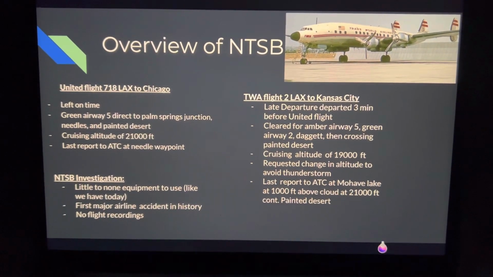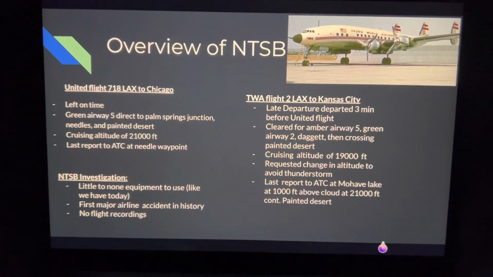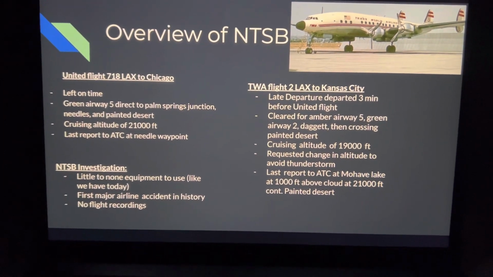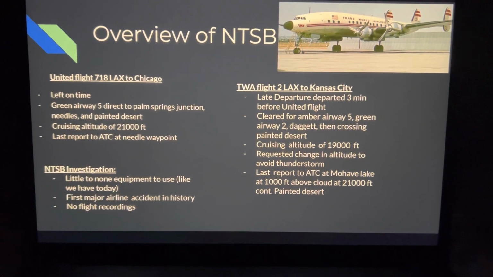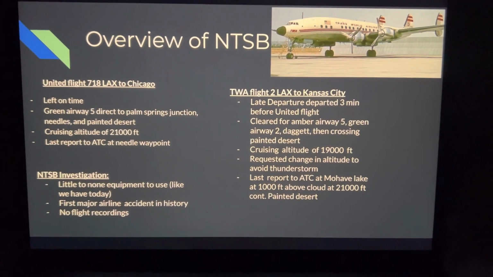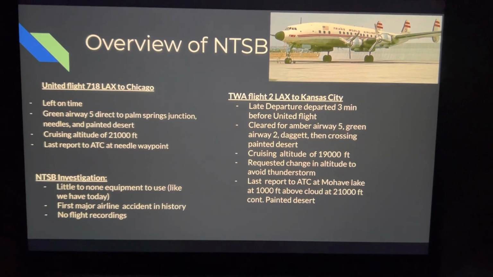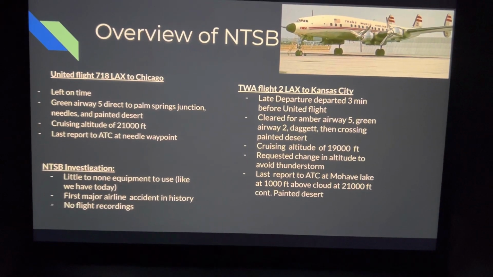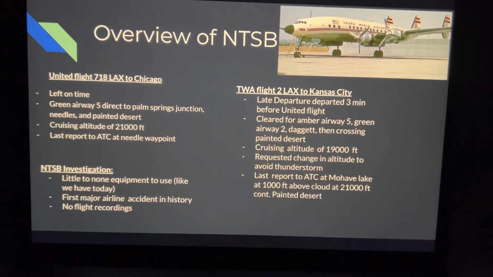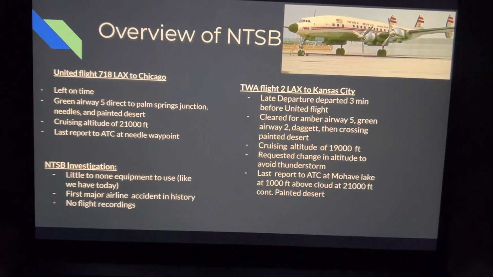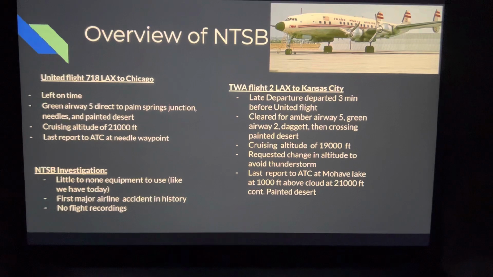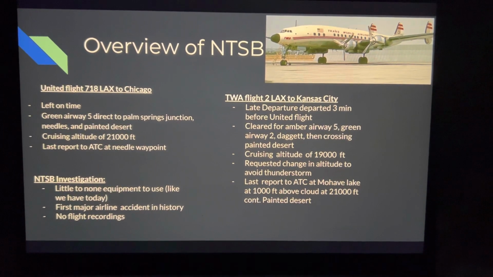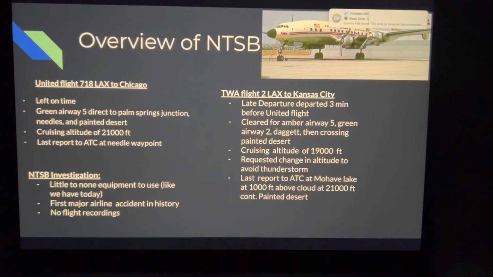So the overview of the NTSB investigation with this accident. It involved United Flight 718 from LAX to Chicago, and then TWA Flight 2 from LAX to Kansas City. The United flight left on time. It was Green Airway 5 direct to Palm Springs Junction, Needles, and Painted Desert, and they were at a cruising altitude of 21,000 feet. The last report to ATC was at the Needles waypoint.